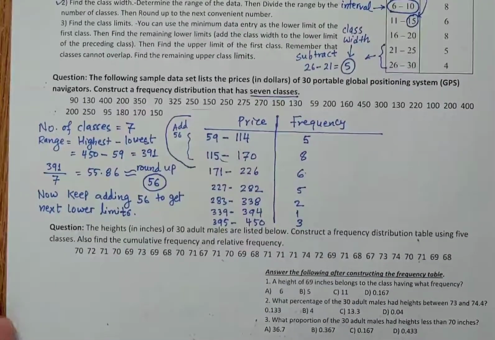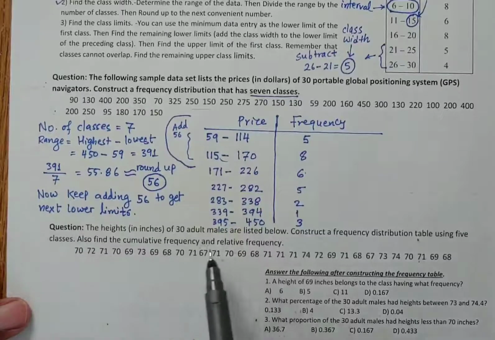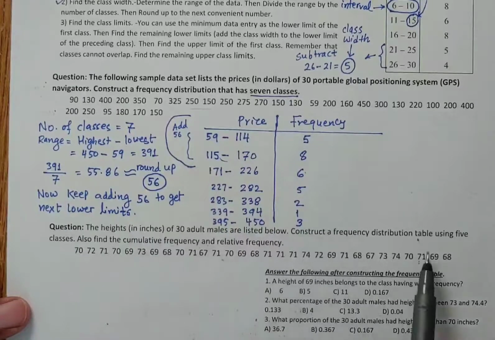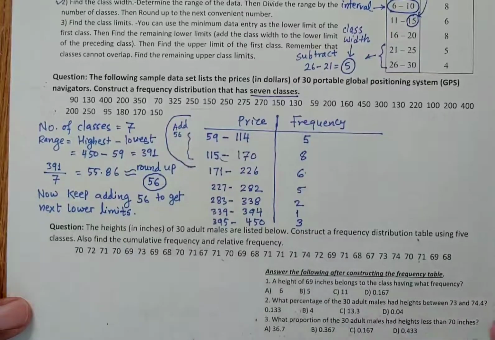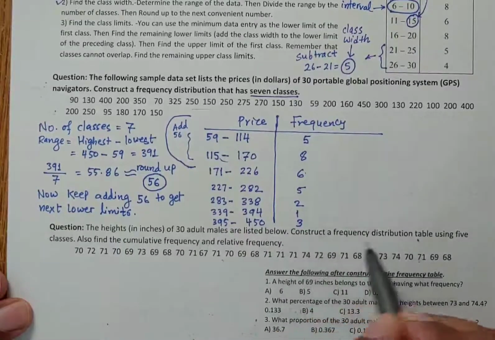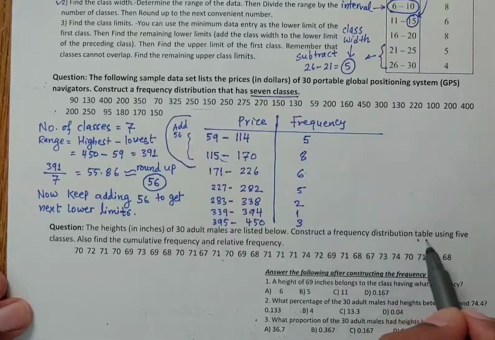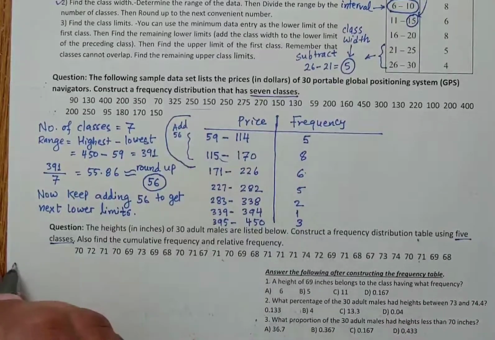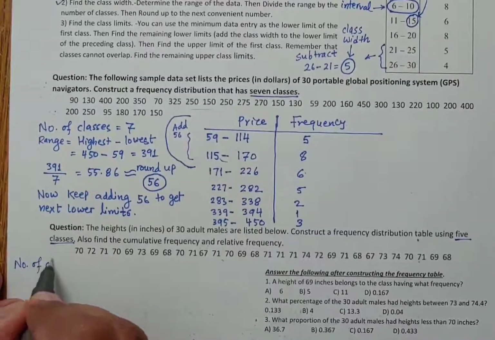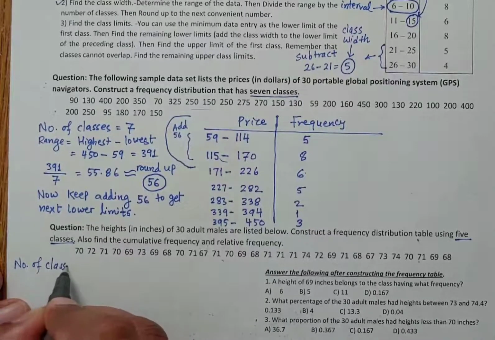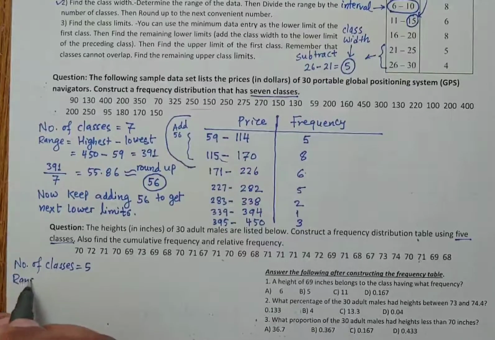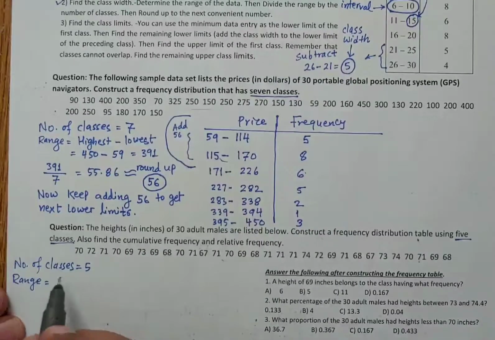Okay, this question is again the same type. These are the heights given, using 5 classes. Construct a frequency distribution table using 5 classes. So the number of classes is 5. We need the range, the highest minus the lowest.